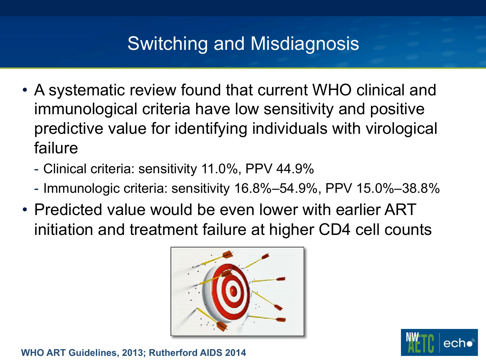Clinical criteria have a sensitivity of 11% and a positive predictive value of only 45%. So they're not very useful. And honestly, immunologic criteria are not much better. They may have a slightly higher sensitivity on average, but again, the positive predictive value is very low.